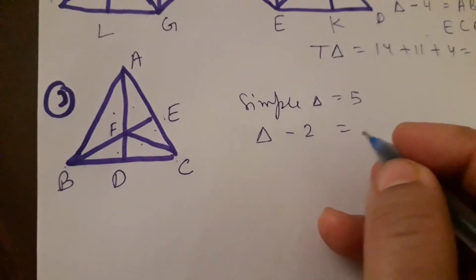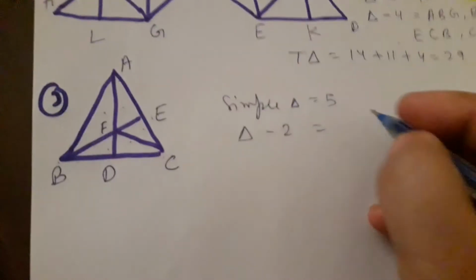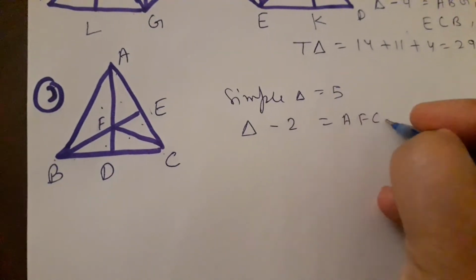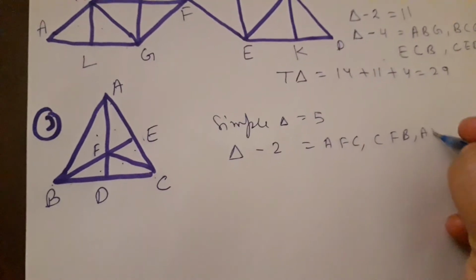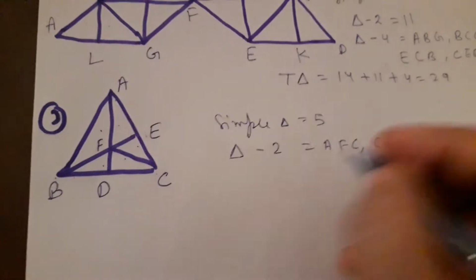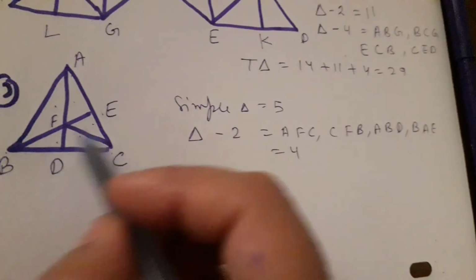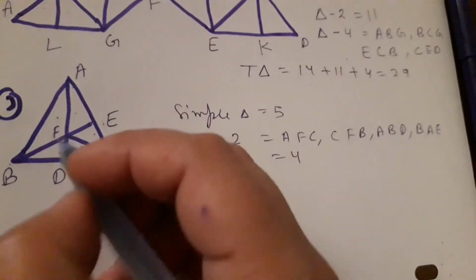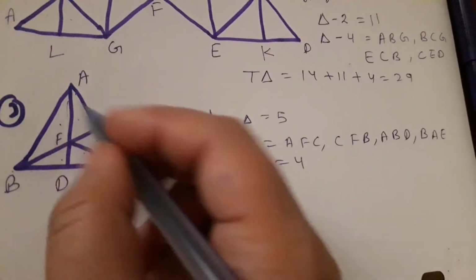The triangles composed of 2 components, who are they? AFC. I can write just the name: AFC, CFB, ABD, BAE. Total 4 are there. AFC, CFB, ABD, and the last one is BAE.